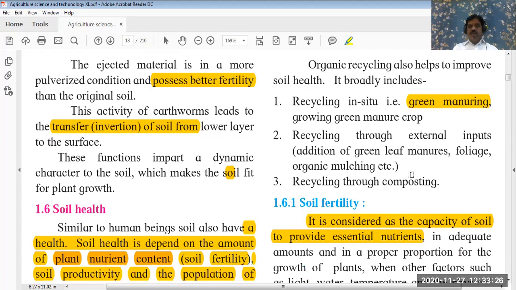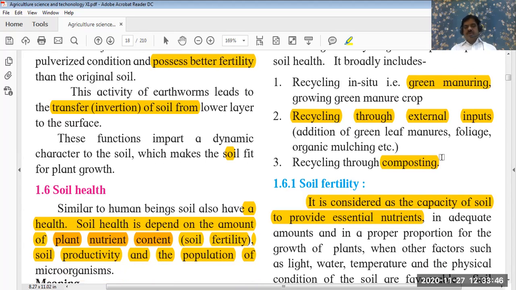Then we also have to recycle external inputs like mulching, green leaf manure, and composting. Compost is also to be applied in large quantity. Now, green manuring is also part of composting. So compost increases soil fertility and soil productivity. There are different functions of compost in the soil. For example, number one, compost provides different micro and macronutrients. What is the difference between micro and macronutrients, we will see in the next topic.